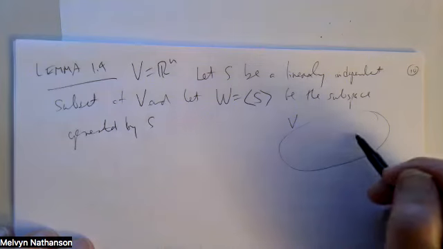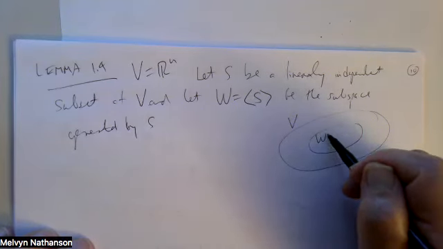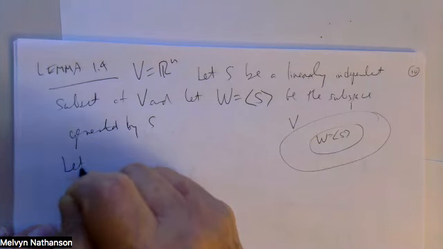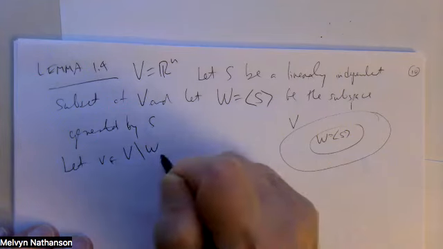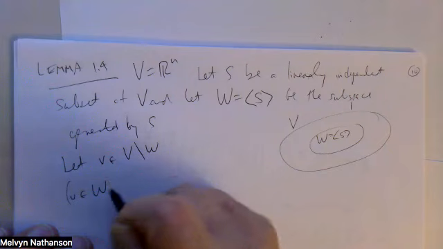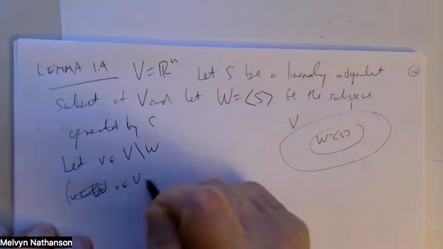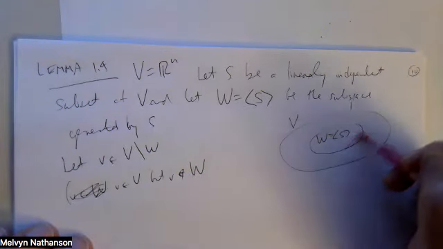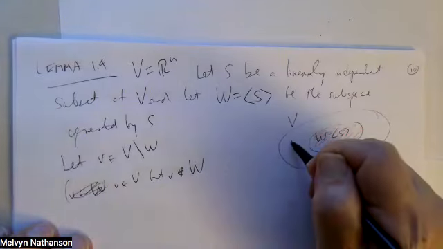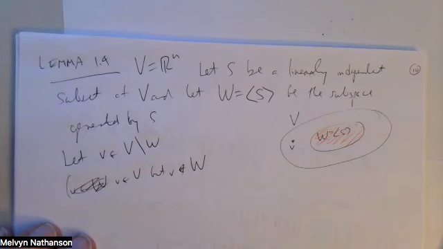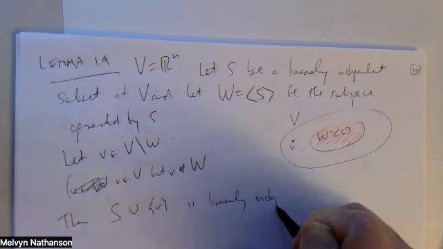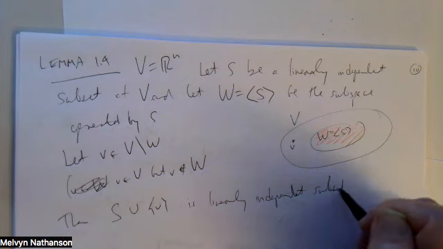So here is the vector space V. Sitting inside of it is W, which is the subspace generated by S. Let v be in V minus W. So this notation means v is a vector in V, but v is not a vector in W. So if this is the subspace generated by S, that's W, v is some vector that's not in there. So the lemma says that then S union this new vector v is a bigger linearly independent subset of V.